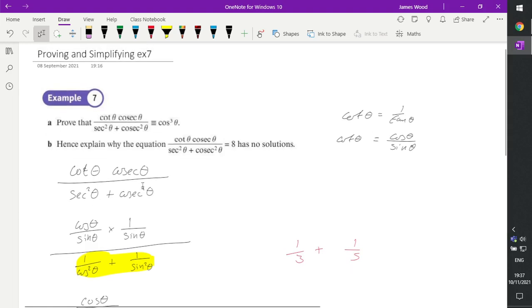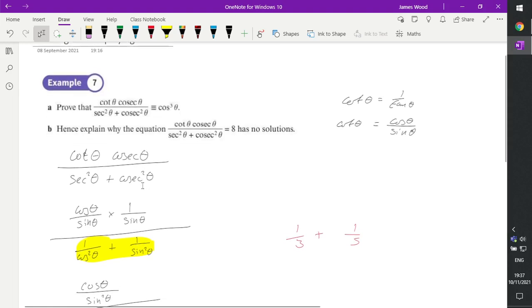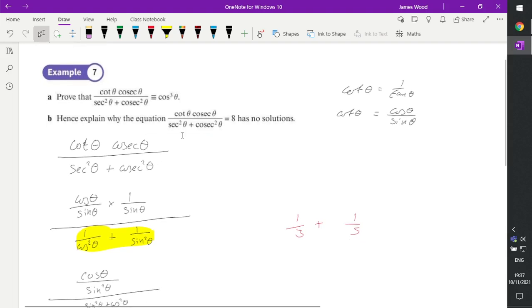Then the second part: hence why this equation equals 8 has no solutions. Well, this is obviously exactly the same as this. I'm going to do part B up here. So we can rewrite this whole thing here as just cos cubed theta. So cos cubed theta equals 8. So that would mean that cos theta, if I cube root both sides, would be 2.